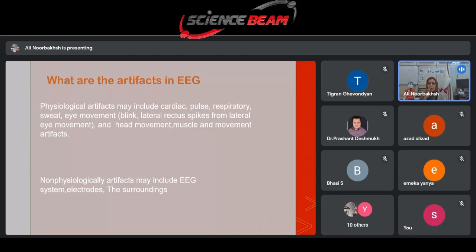Physiological artifacts may include cardiac pulse, respiratory, sweat, eye movement such as blink, lateral rectus spikes from lateral eye movement, and head movement, muscle, and movement artifacts. Non-physiological artifacts may include the EEG system, electrodes, and the surroundings.